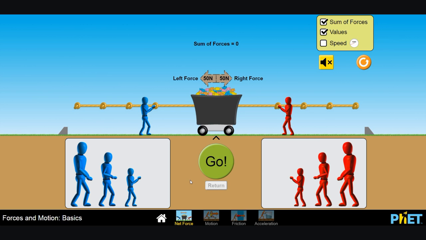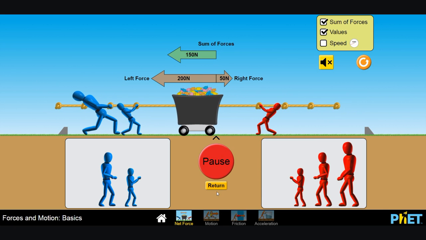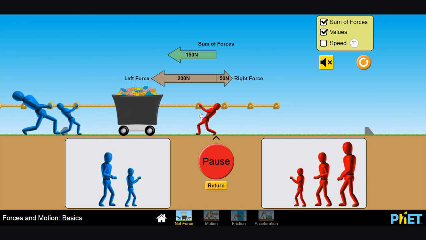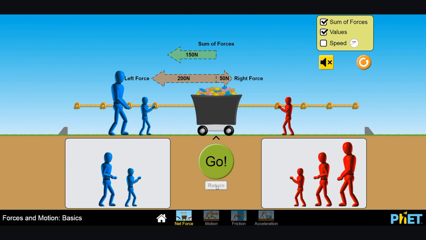If we reset it, and let's say we add one of these big people. Holy moly. Now we have, again, unbalanced forces. You have 200 newtons in the left direction, only 50 newtons in the right direction. So 150 newtons going in the left direction. That's the sum. That's the net force. And you'll notice, of course, they're going to go flying in that direction. This poor red person's like, what did I get myself into? Blue wins, of course.